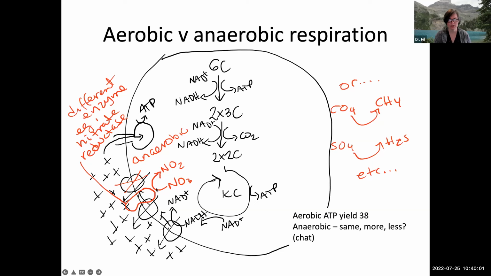So when we do this process and it's aerobic respiration, when we have the right enzymes and oxygen is present, we get 38 ATPs, again, in a prokaryotic cell. How much ATP do we get if we're anaerobic? Put that into the chat.